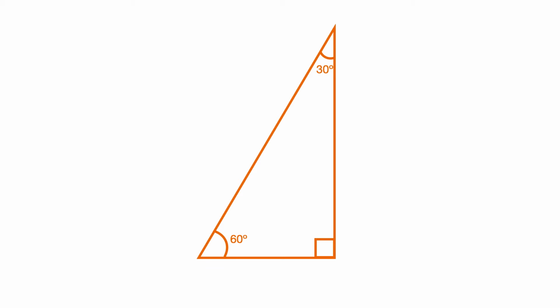Okay, anyway, so here is our 30, 60, 90 triangle. As before, the reason it's called a 30, 60, 90 triangle is because the angles are 30 degrees, 60 degrees, and 90 degrees. Now, let's call the hypotenuse h. Now, to find out the rest of the sides, we're going to do something a little bit sneaky.